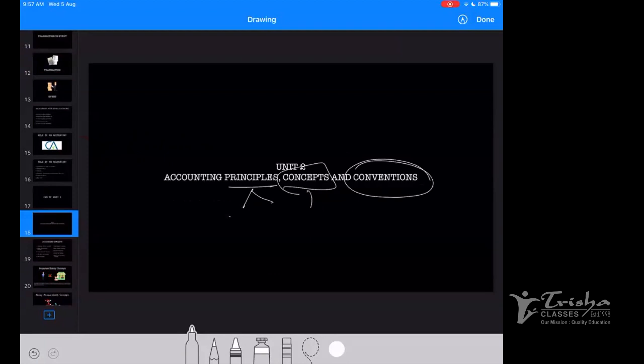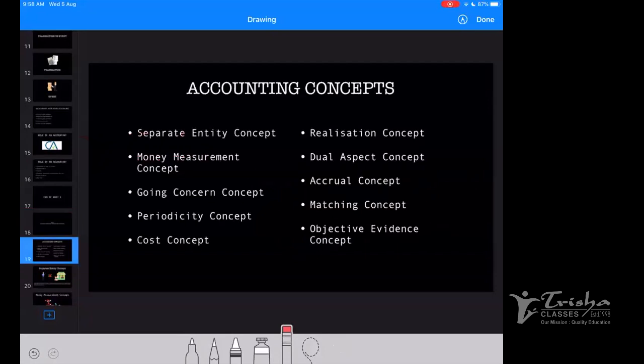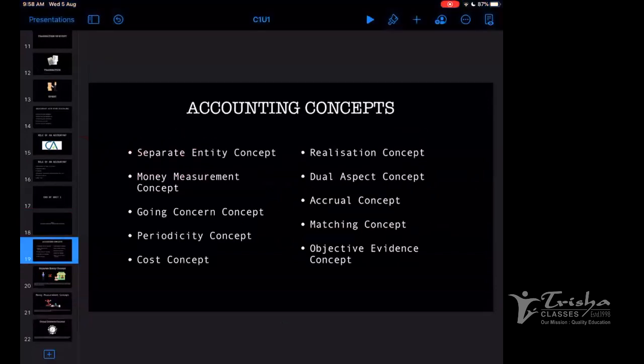So, we are going to learn 10 concepts and 4 conventions in this chapter. All theory part, no problems at all, just theory. So we will discuss 10 concepts and 4 conventions through this chapter. One by one, we will see what these are. It has implications on various things we do in accounting. So when it comes, I will give you examples over there also.